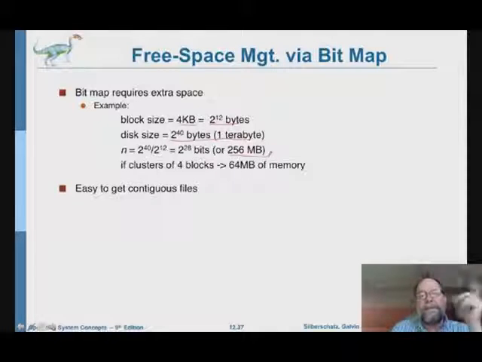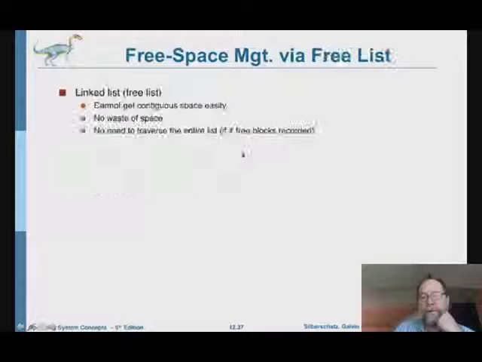If we are clustering our blocks into groups of 4, that is, we only allocate them in blocks of 4, then that's going to decrease our free bitmap vector down to only 64 megabytes of memory. It's still relatively small. A terabyte is 1,000 gigabytes. This is a quarter of a gigabyte, so a relatively small proportion of the hard drive space is used to store our free bit vector that way.